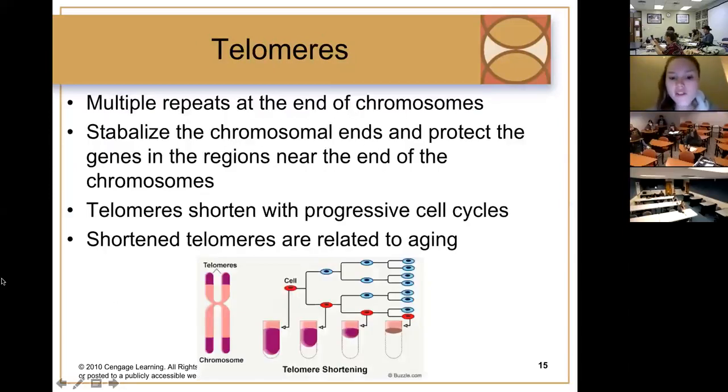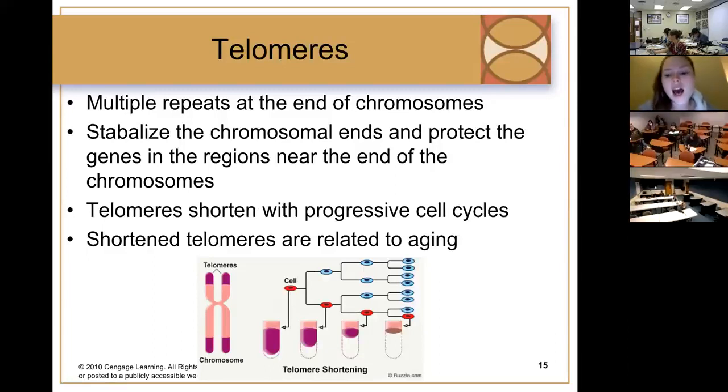So another part of the chromosomes is the telomere. The telomere is just multiple repeats at the end of a chromosome. At the end of the chromosome, you want to stabilize it. So the telomeres just stabilize the chromosomal ends, and they also protect the genes in that region near the end of the chromosome. They're very important because they keep everything in place and stabilize the chromosome itself. You have genes down at the bottom close to the end, and you want to make sure that those are protected. So those telomeres are almost like caps on the end of the chromosomes, if you think about it that way.